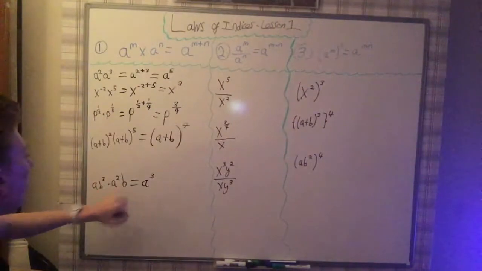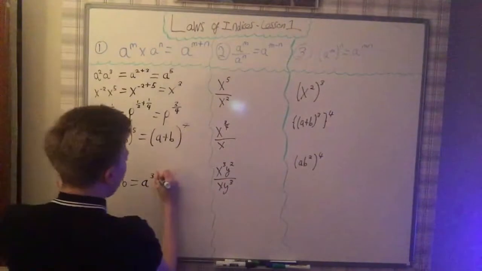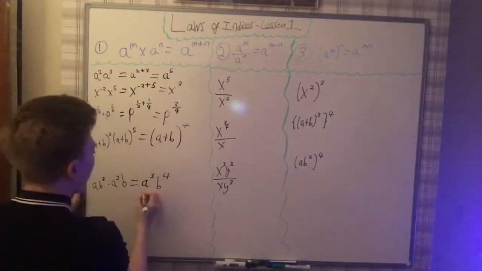b cubed multiplied by b. Well, that's 1 b here and 3 b's here. We add them together. That's b to the power of 3 plus 1, which is 4. So here is our answer.